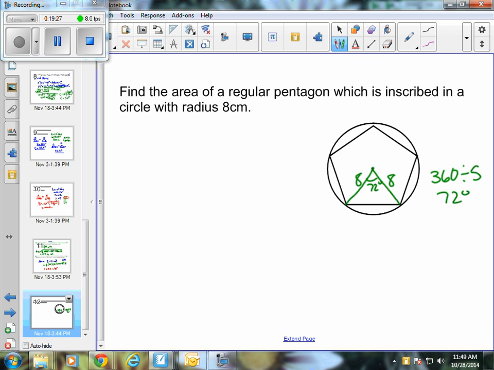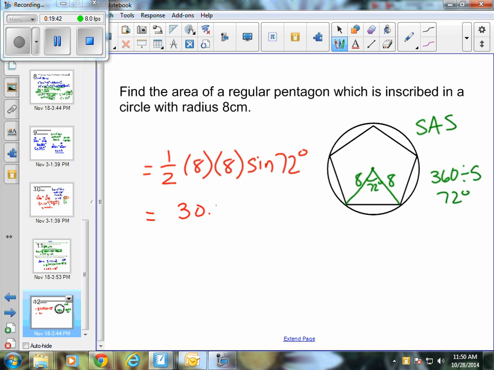So what you know is side, angle, side. We know how to find the area of one of those. We just did one like that. So 1/2 the 2 sides times the sine of the included angle. Figure out the area of one of those, which I believe was 30.4. Now, how many of those would there be for the whole pentagon? Well, the area of the whole pentagon would have 5 of those. So 5 times 30.4, we're looking at about 152 square centimeters.